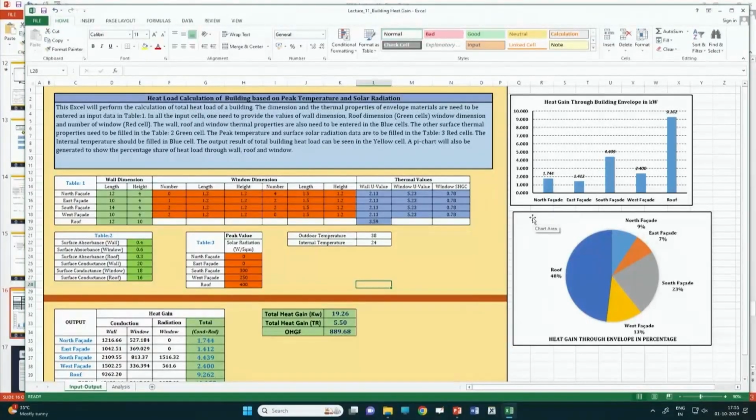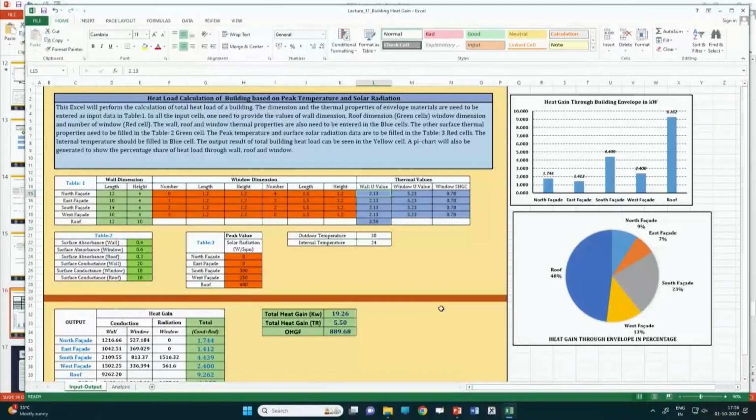So, you can change the parameters, you can change the values. In this particular case, let us read this one as 19 point something, 19.26 is the total heat gain, and you need 5.5 TR, tonnage of refrigeration, of air conditioning required for this room.